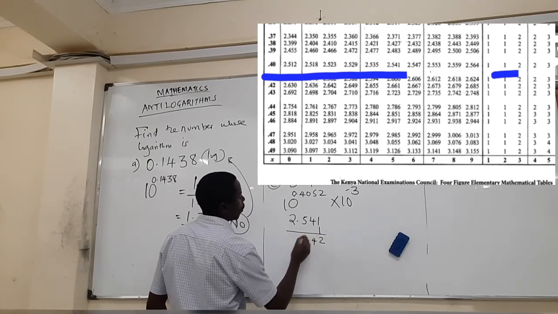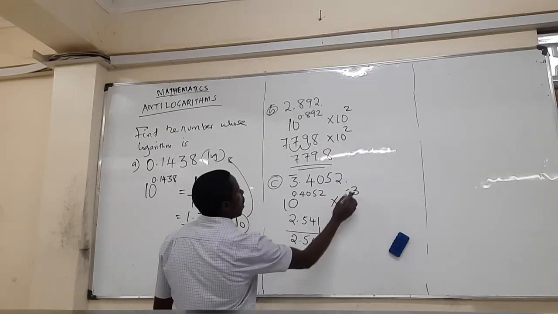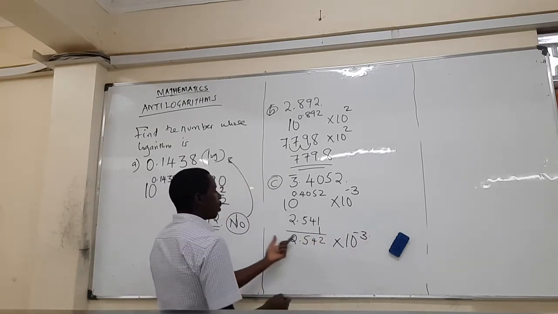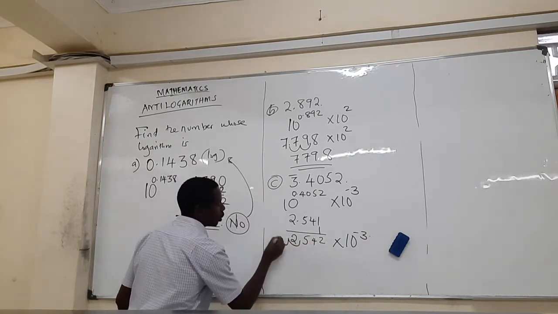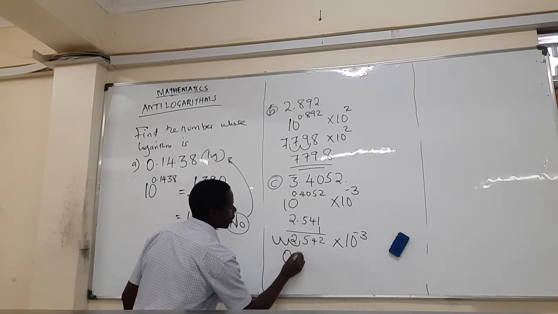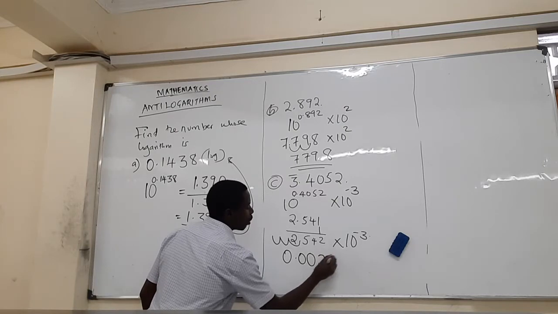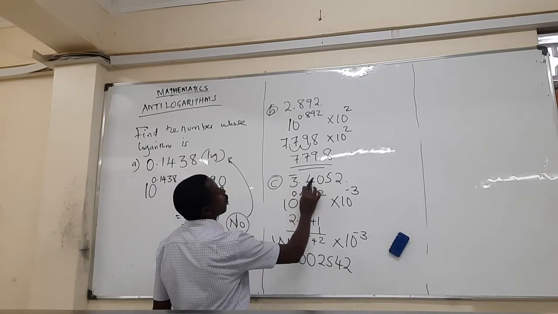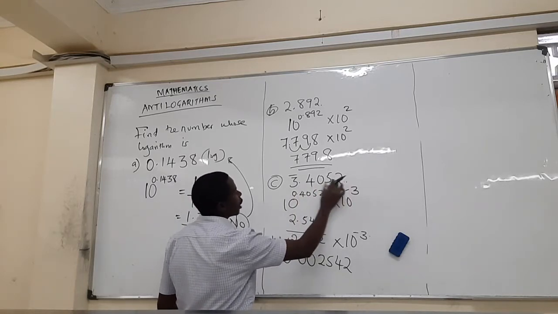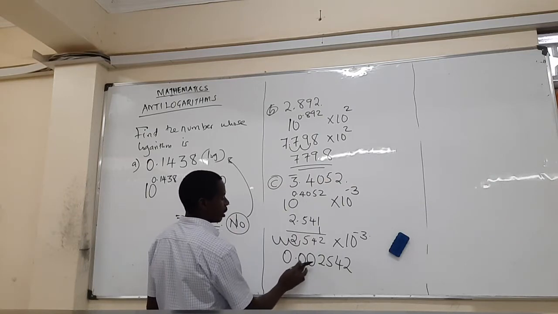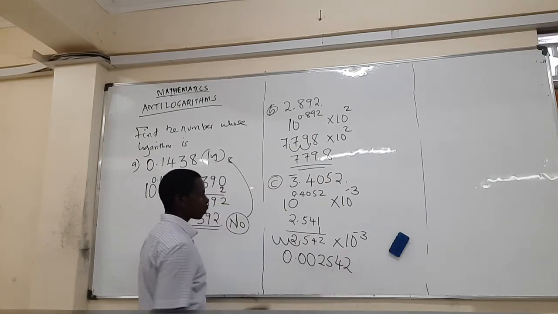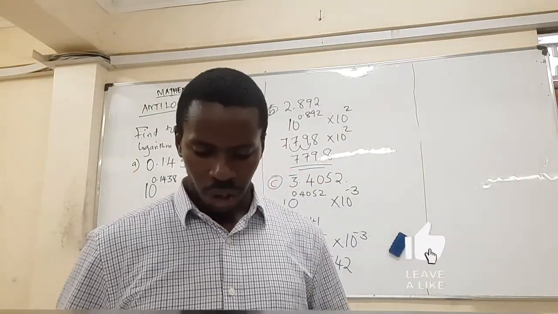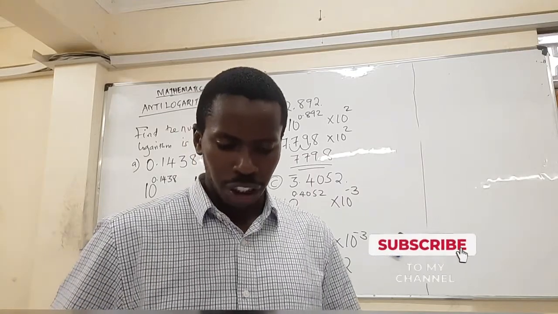And 4, 5, 2.5, 4. Then we had times 10 power negative 3. So times 10 power negative 3, we go backward 3 steps. So 1, 2, 3. So that number gets 0.00254. So when the log is bar 3.4052, the number that corresponds to that log is 0.002542. That's how you get the antilog of a number using the tables.